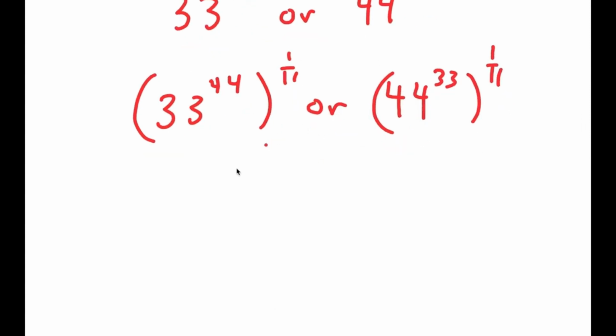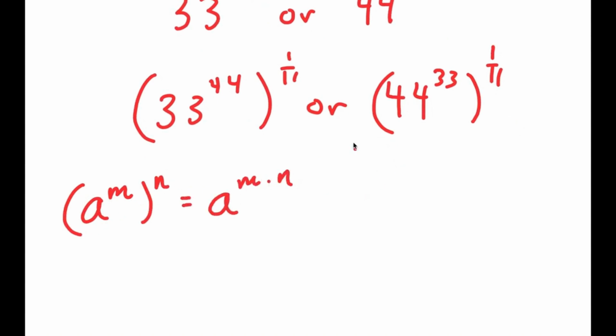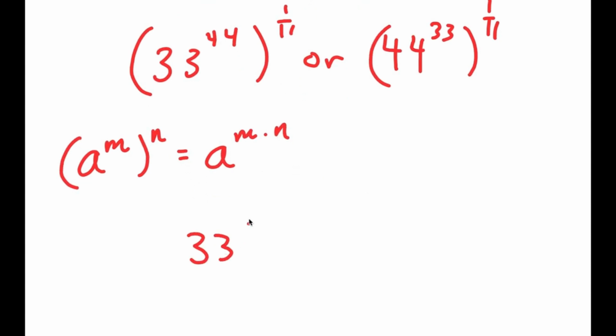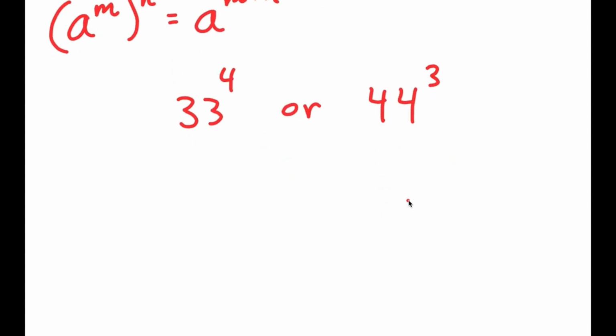The reason I'm doing this is so I can use the property a to the power of m to the power of n is equal to a to the power of m times n. So this turns into 33 to the power of 44 over 11, which is equal to 33 to the power of 4. And I also have 44 to the power of 33 over 11, which is equal to 44 to the power of 3.